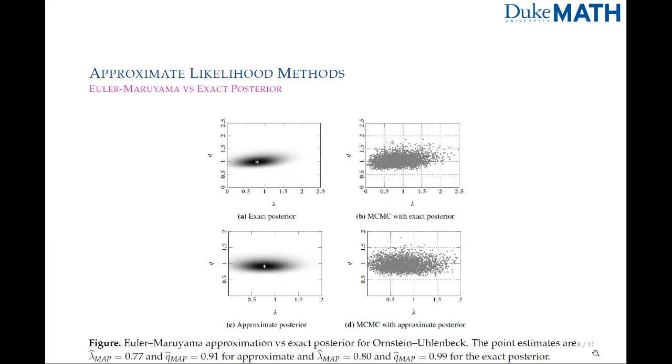So let us look at the point estimates. The point estimates in the case of the Euler-Maruyama based approximation and the exact one are very close, as you can see, like 0.77 versus 0.8 and 0.91 versus 0.99, which is pretty close.